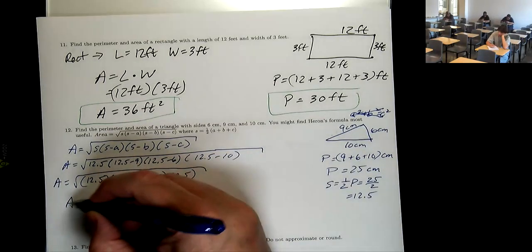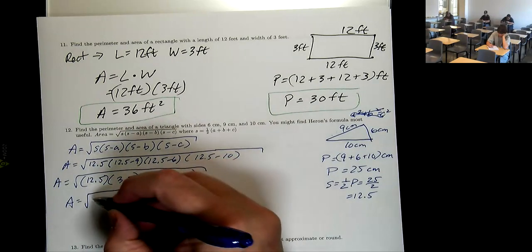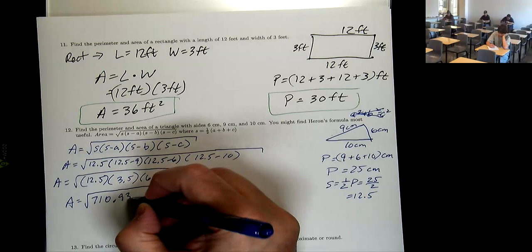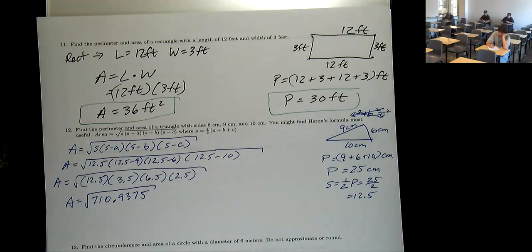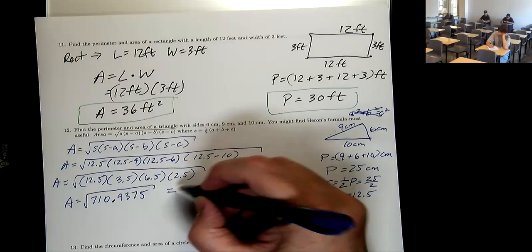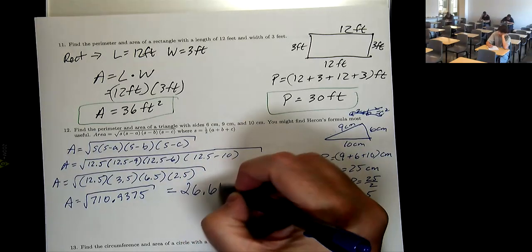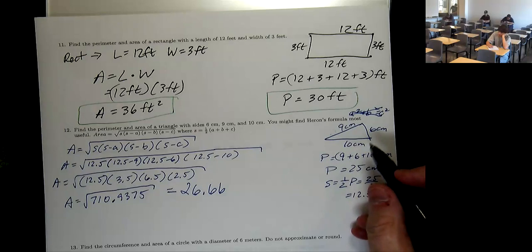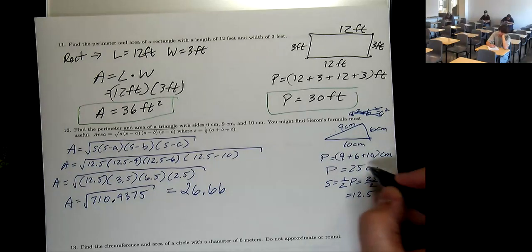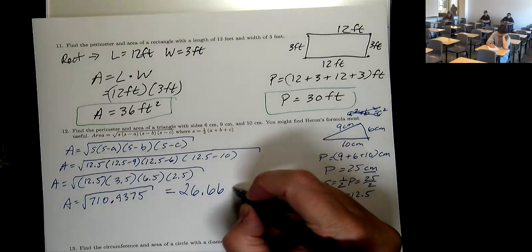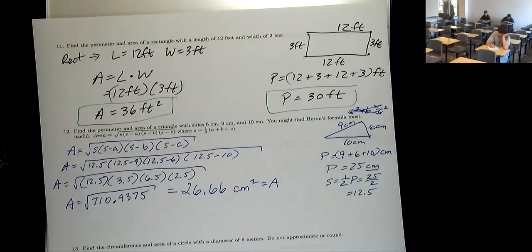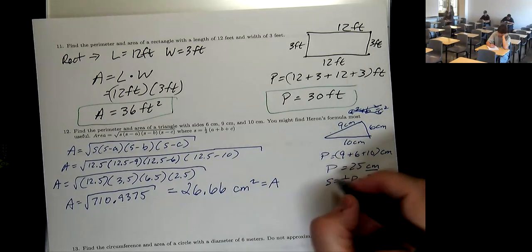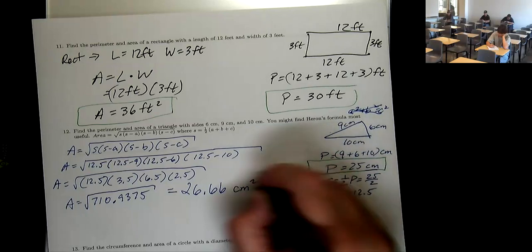So I get A equals the square root of 710.9375. If I take the square root of that, that is 26.66 to 2 decimal places. And the perimeter was in centimeters, so the area is in centimeters squared. And I'm going to put a box around my answer so that Jones can find it.